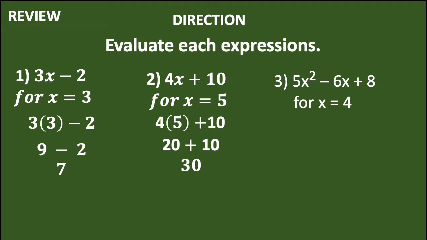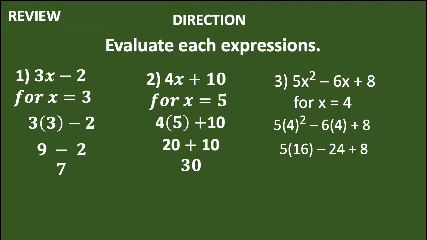5x squared minus 6x plus 8 for x equal to 4. Again, let us substitute the value of x as 4. It will become 5 times the quantity 4 squared, minus 6 times 4 plus 8. Let us answer first the exponent. 4 times 4, it will become 16. After that, let us multiply negative 6 times 4, and the answer is negative 24.